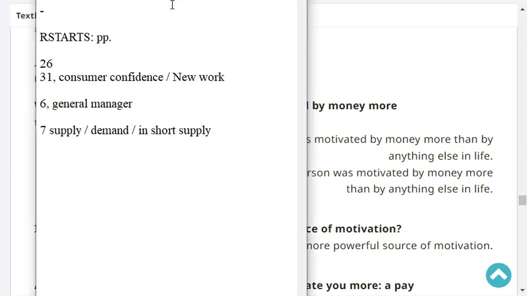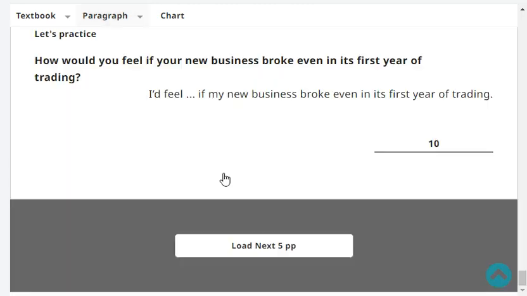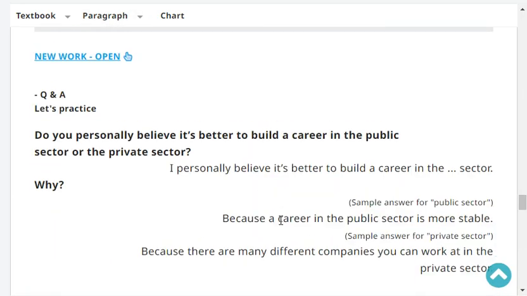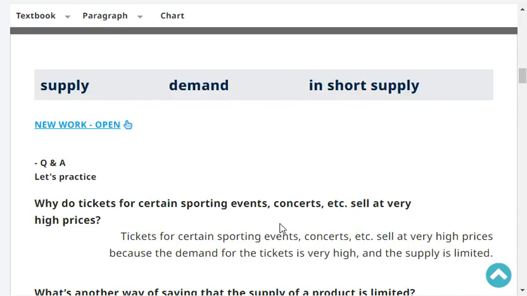So let's move on to reading. Okay. So our reading is at page 6. Paragraph headword was general manager. Okay, please start at page 7. Supply, demand, in short supply.